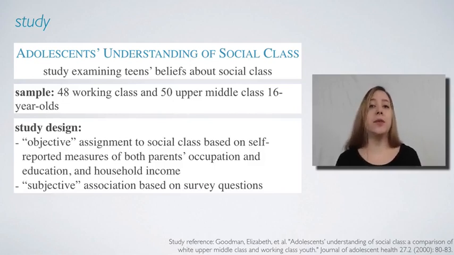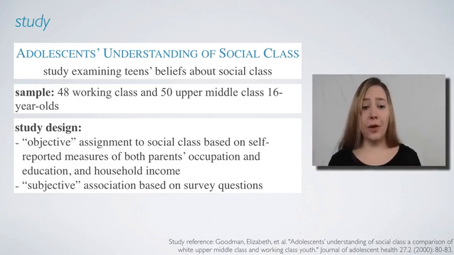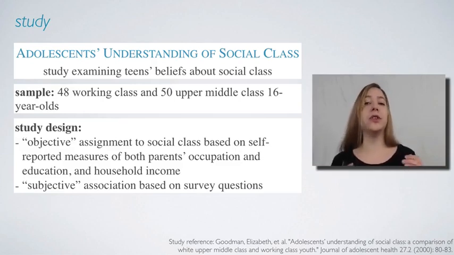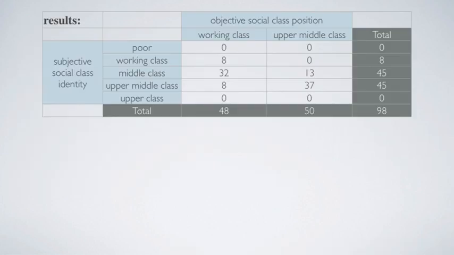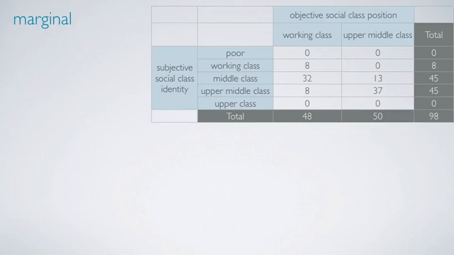In the study, the students were first categorized into their social class objectively based on their self-reported measures of parents' occupation, education, and household income. This is the social class that we're taking to be the truth. Students were also asked a series of questions to determine their own subjective association to a social class. So this is the social class that students think they belong to. Given two categorical variables, objective and subjective social class, the study results can be summarized into a contingency table like this one. Let's start with marginal probabilities.